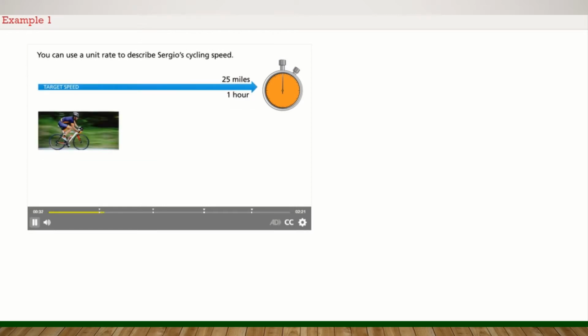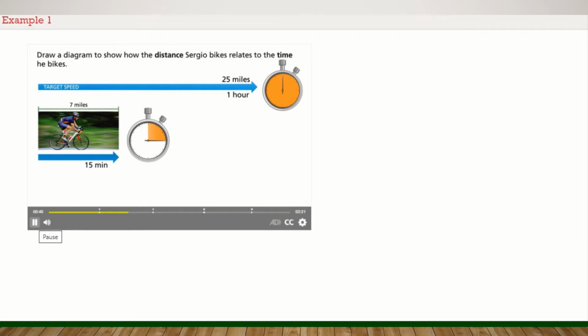You can use a unit rate to describe Sergio's cycling speed. To start, use the distance Sergio traveled during the first part of his ride. Sergio traveled 7 miles in 15 minutes. Let's draw a diagram that shows the distance Sergio travels in relation to the time he bikes. His target speed is in hours, and the first part of his training ride is in minutes. How can you express his time in hours?